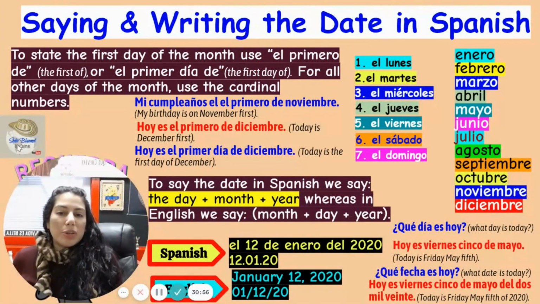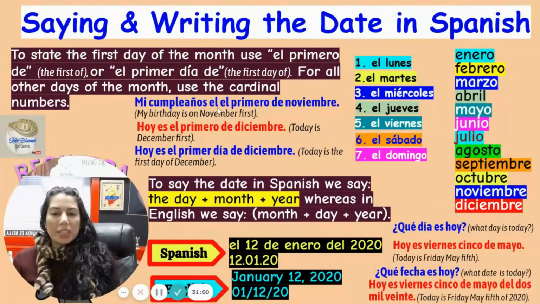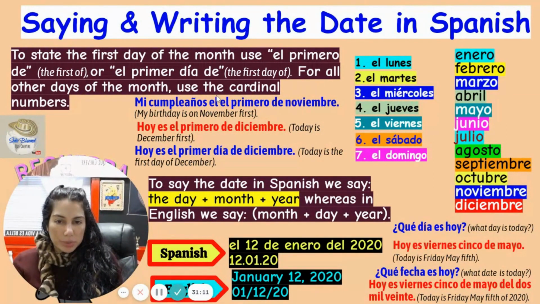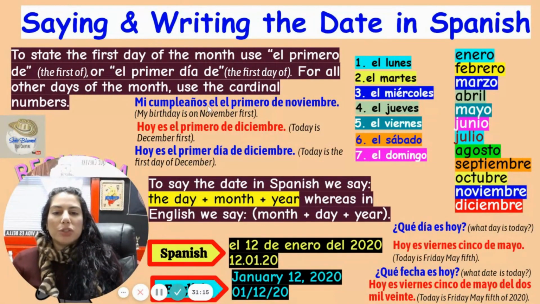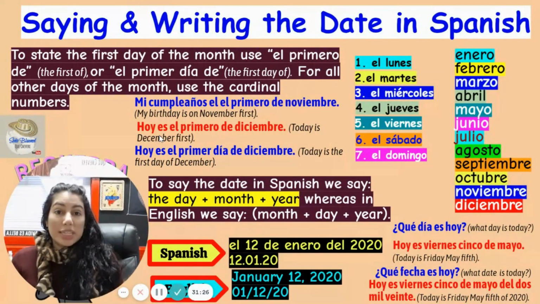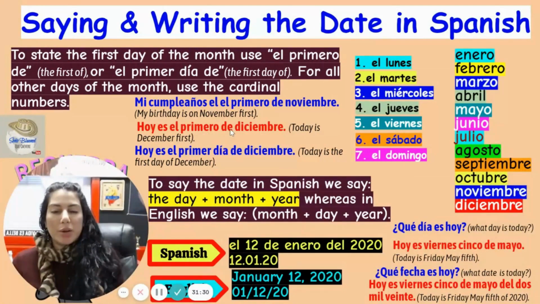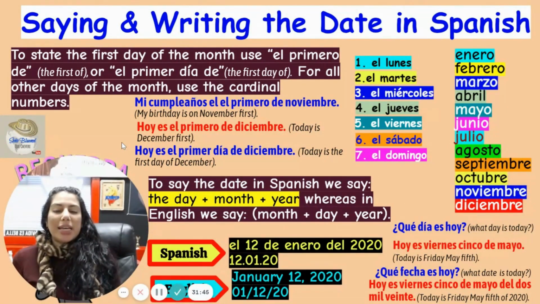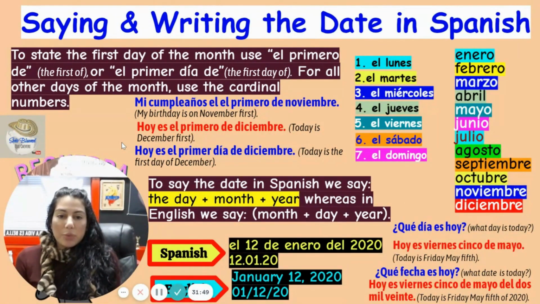You're going to say, for example, if your birthday is on November 1st, you would say, mi cumpleaños es, and I forgot es here, but mi cumpleaños es el primero de noviembre. Okay, so this L should be an S. It's just a little typo here. So mi cumpleaños es el primero de noviembre. So my birthday is on November 1st. Or if I ask you, ¿qué día es hoy? What day is today? And today is actually the first. Then you would say, hoy es el primero de diciembre. Or you can say, hoy es el primer día de diciembre. Okay? So we use primer just like in English, the first. To say the date in Spanish, we first say the day, and then we say the month, and then we say the year.